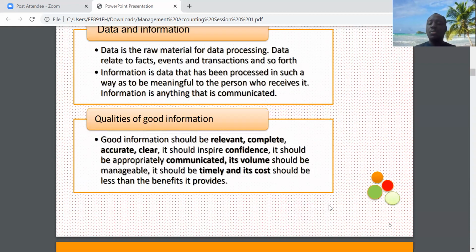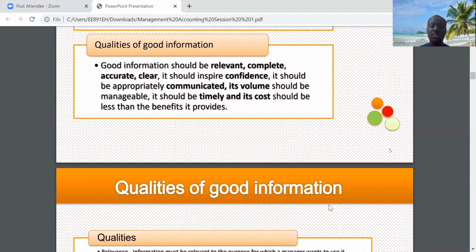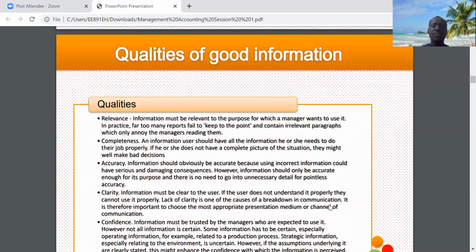Let's move on to the qualities of good information. Good information has to always be relevant, complete, accurate, clear. It should be communicated in a timely manner, and the costs should be less than the benefit. So you always need to do a cost-benefit analysis when it comes to good information. Very, very key. We will dive into each of these qualities to understand what they mean and how relevant they are for management accounting.